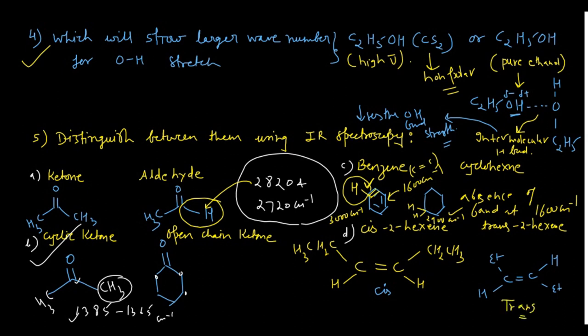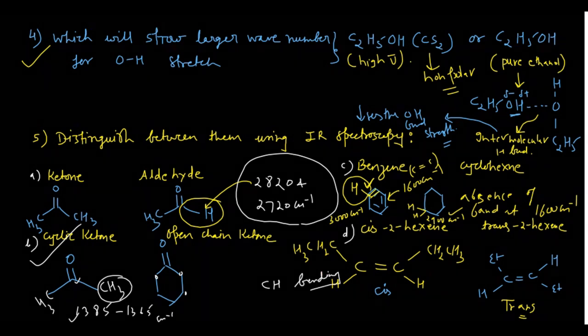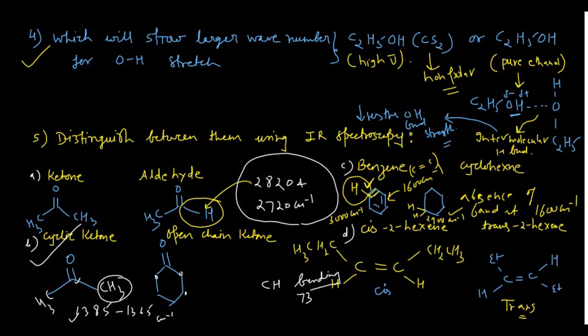This structure is the trans structure. So in this particular trans structure or cis structure, you can differentiate in that manner. In the cis structure, you are having the bending vibration. Please remember, in the cis structure, you are having the CH bending vibration somewhere around 675 to 730 centimeter inverse.